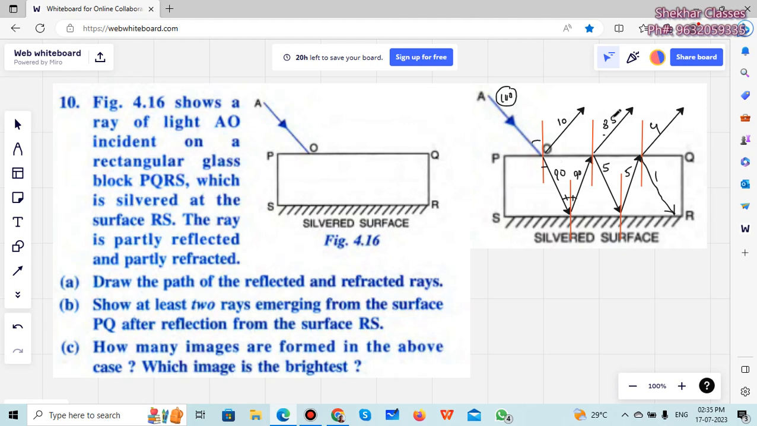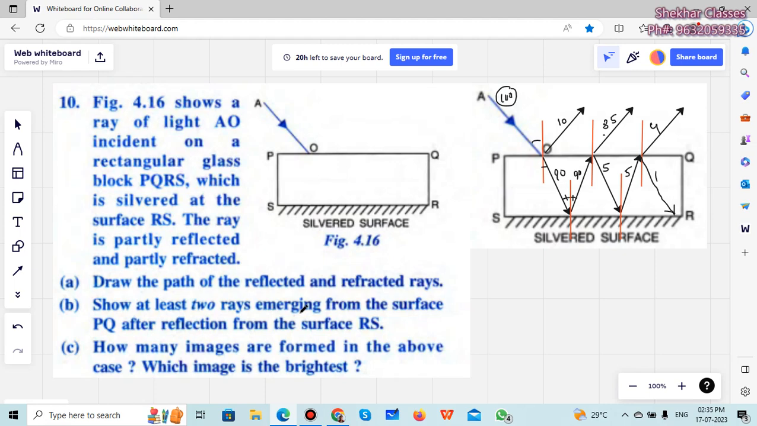Now you can see 100. First one is only 10, second one is 85, third one is 4, and it goes on decreasing. Understood? So this is the ray diagram that we have to draw. You have to use the normal, incident ray, refracted ray, everything that you know, the rules here.